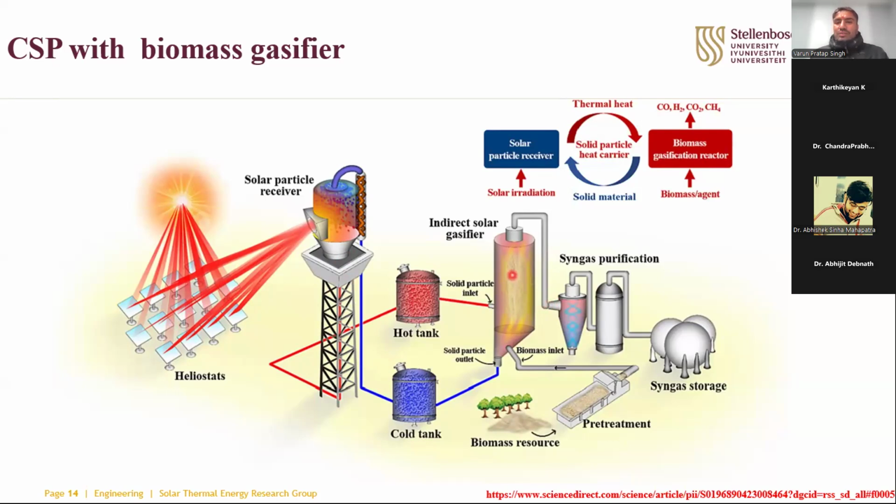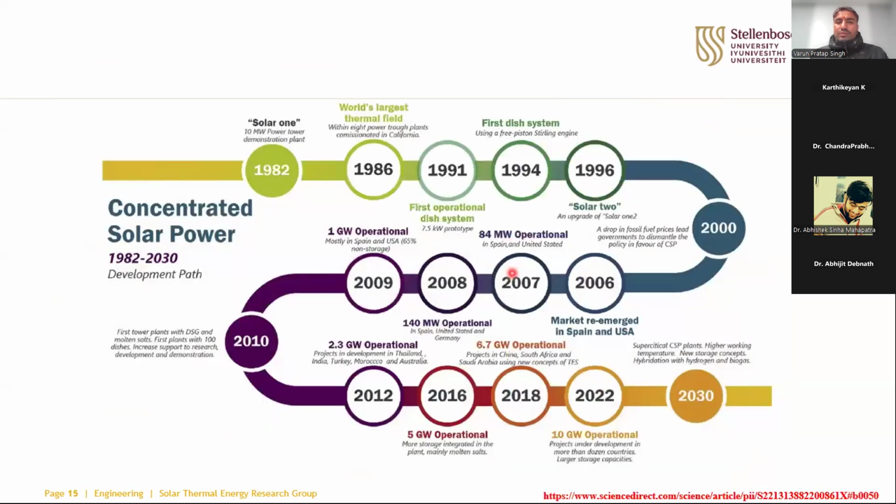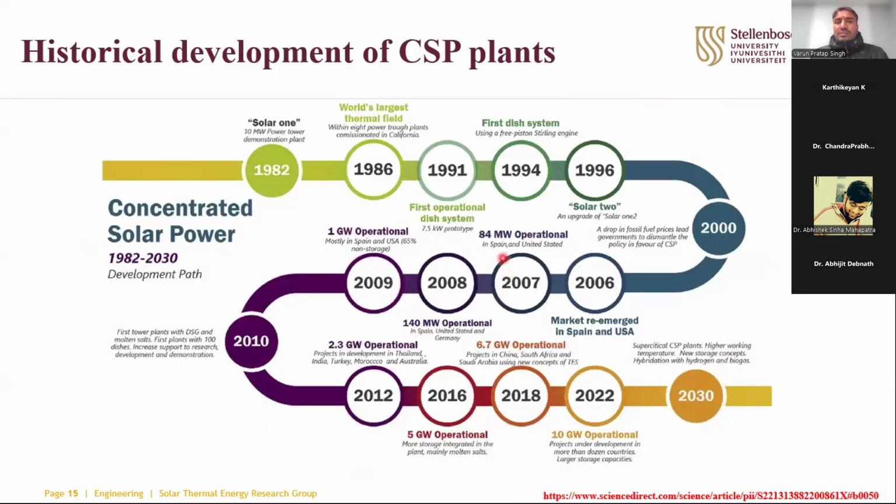Okay, so another area of research here is solar thermal. If I discuss the historical development of CSP plants, CSP stands for concentrated solar power. Solar One was the first plant, 10 megawatts, a commercial pilot plant installed in 1982, and the world's largest thermal field was developed in 1986. From that time to now, we are focusing on 1 gigawatt of operational capacity in 2009. And see, from 1982 to 2009, we only got to 1 gigawatt.